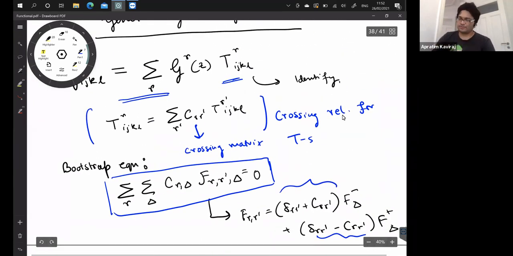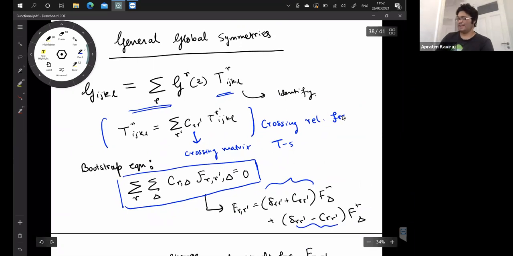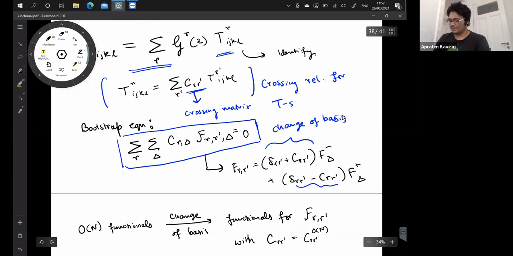So this is how the whole general group crossing story can be expressed, and its relation to what I said before is just a change of basis. So this whole thing is just a change of basis. Previously I was working in the basis of eigenvectors of this matrix C, and now I'm working within the vectors of this C matrix.